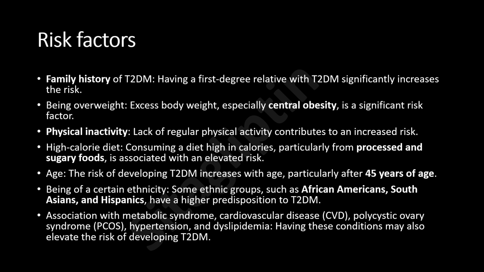Another risk factor is increasing age, particularly after 45 years of age, the chance of you getting diabetes increases. Ethnicity plays a major role in the pathogenesis of diabetes. African Americans, South Asians, particularly Pakistanis, Indians, and Bangladeshis, along with the Hispanics, they all have a very high propensity for developing diabetes.